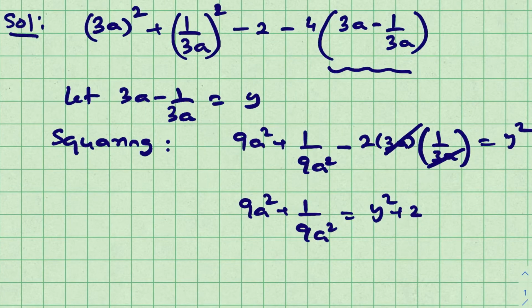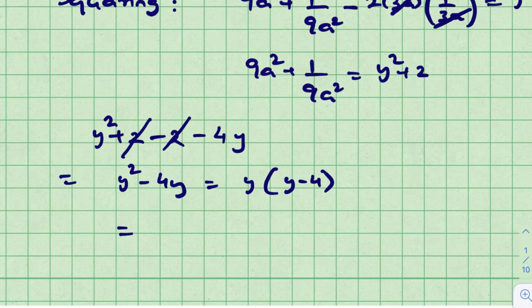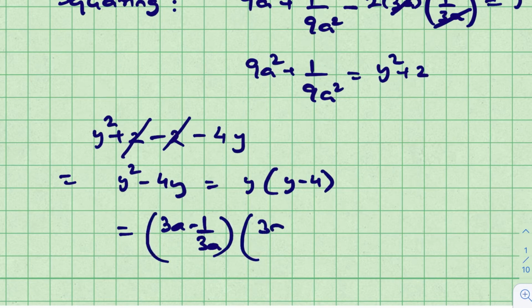Let's replace this in the given question. So the first two terms can be replaced by y square plus 2, minus 2 as it is, minus 4 times we can write y. Therefore the given expression will convert to y square minus 4y, which we can write y into y minus 4. Now we can replace y as 3a minus 1 by 3a. So this is the final answer. So first and second are pretty much the same type of question.